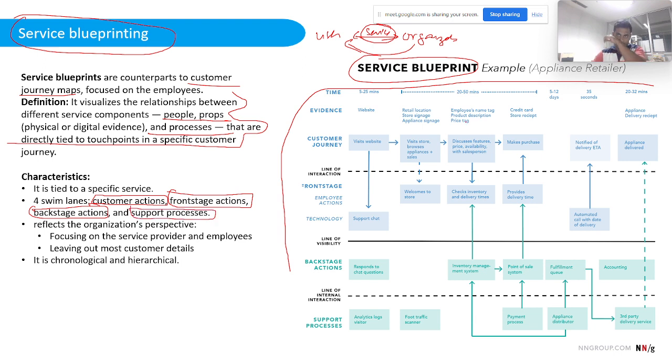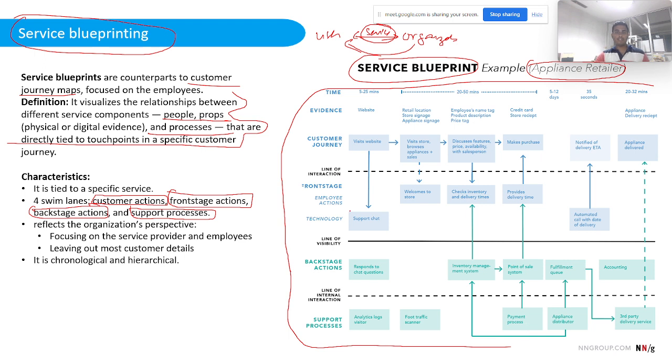So for example, here's a service which is an appliance retailer. Appliance retailer means, imagine it's an electrical shop where there are electrical appliances, for example, for cooking or for home automation or home care. And you try to analyze what their overall service is for users.